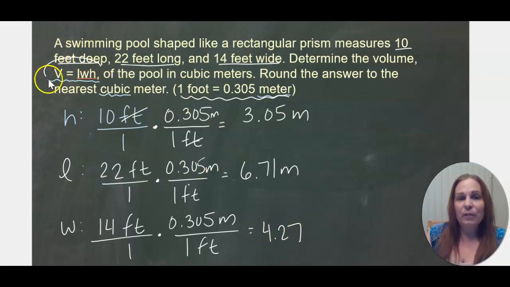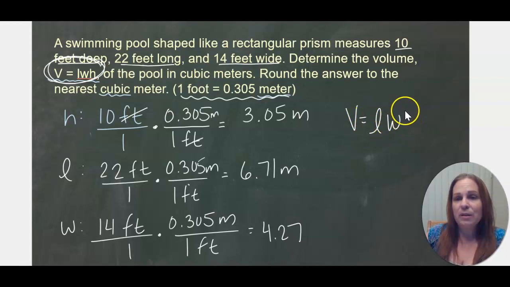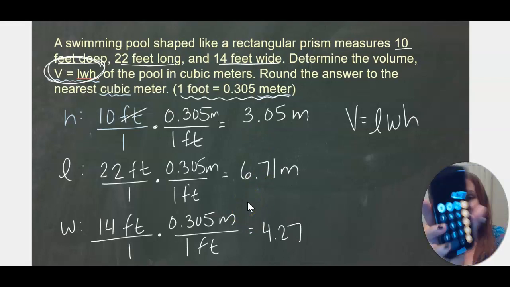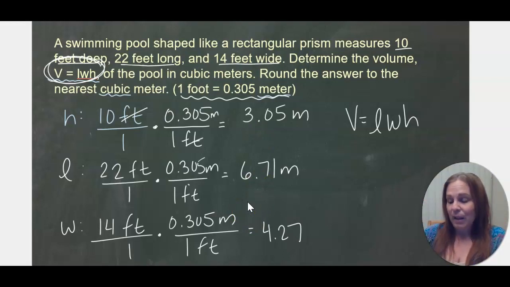Now to find the volume, I'm going to use the formula. Volume is equal to length times width times height. So I need to multiply these three numbers that I got. I already have this one in my calculator, so I'll keep that in there. And then I'll do times 6.71 times 3.05. I got a really long answer.